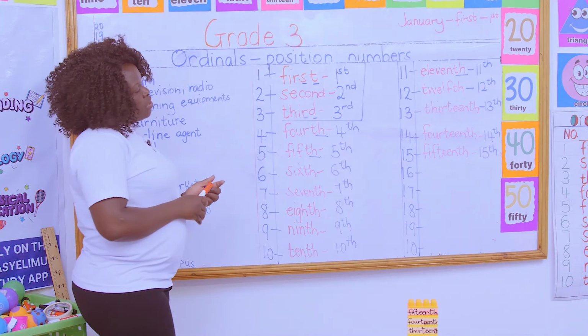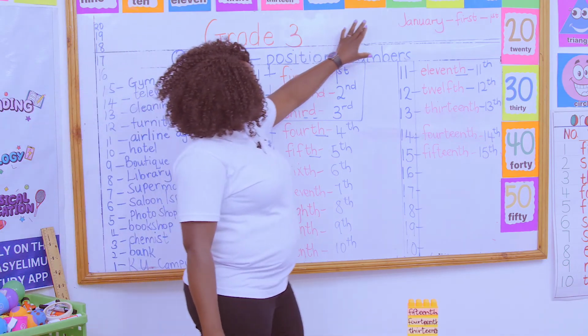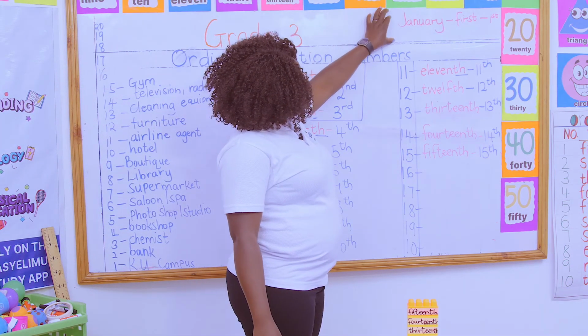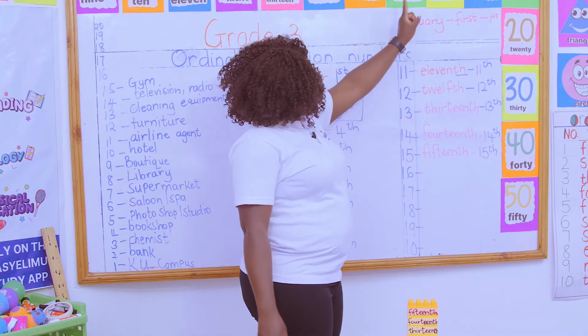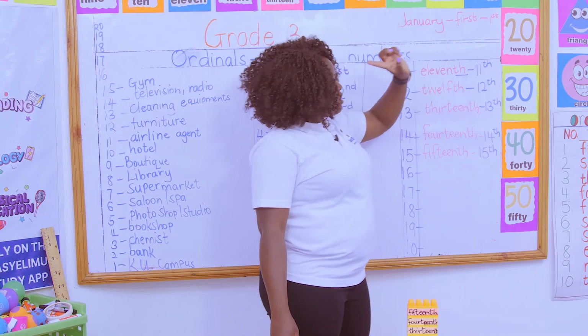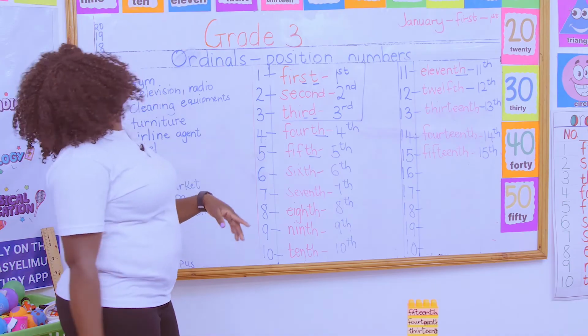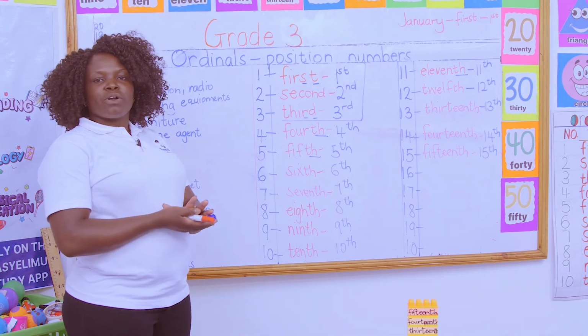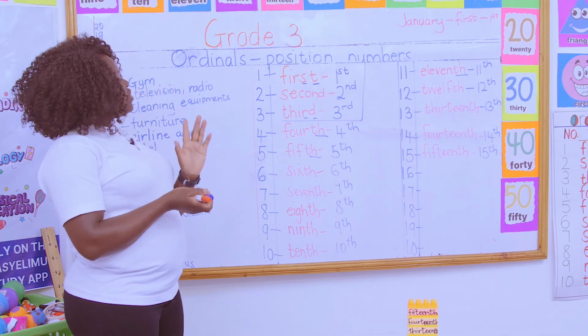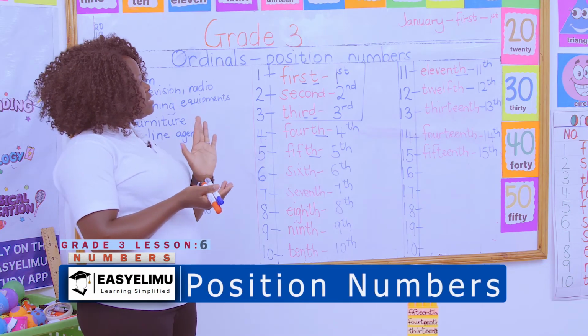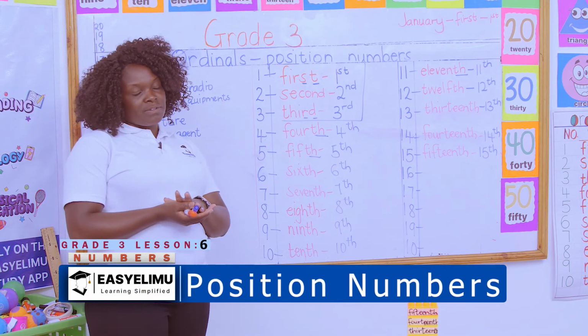So I want you to write all the months of the year and indicate for each month the ordinal name and the ordinal symbol, from the first month to the last month, so that tomorrow we continue with the next ordinals, which are numbers 16 to 20.